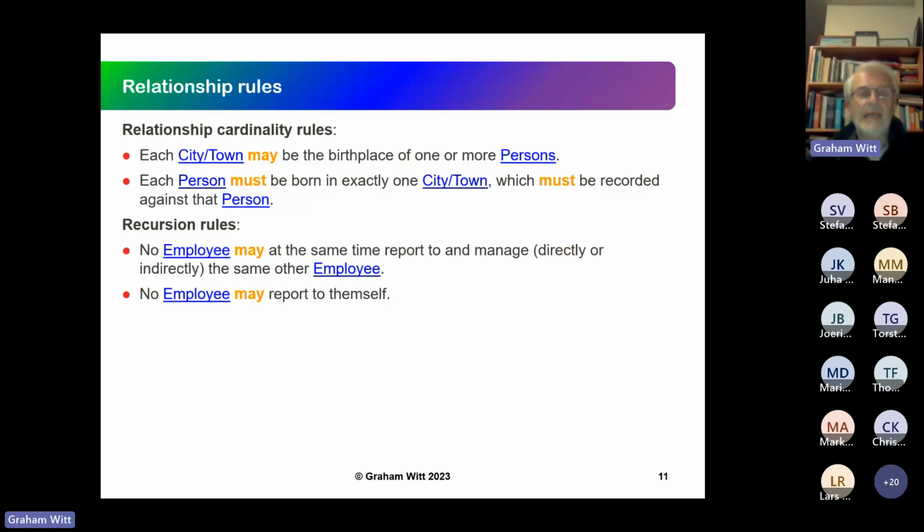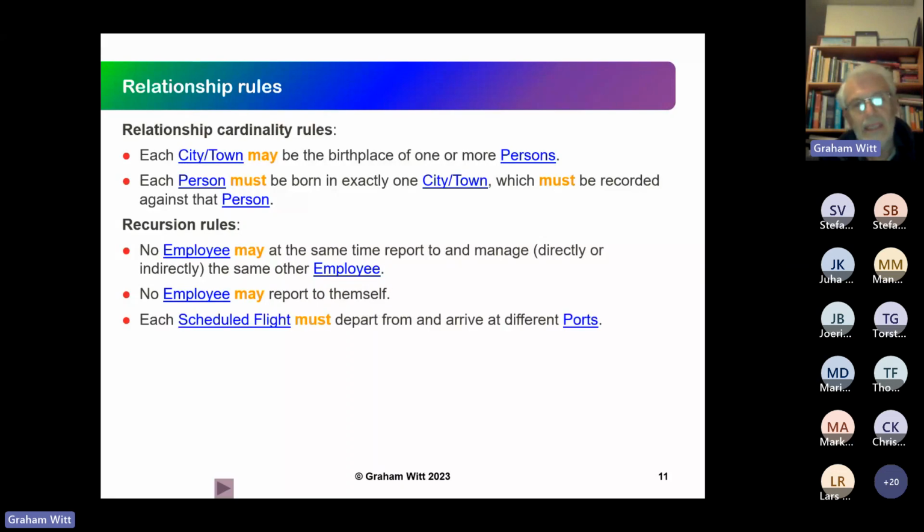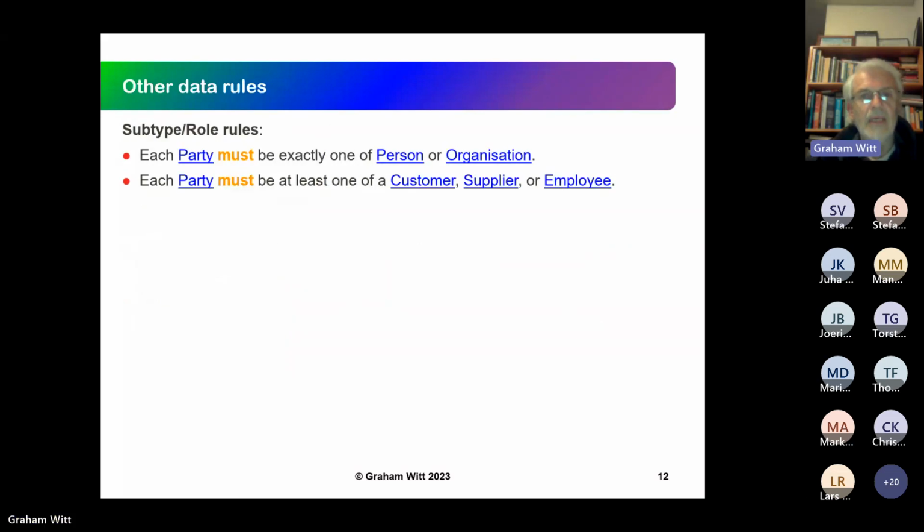Fine, okay. Recursion rules are rules relating to recursive relationships. Can you report to, or manage, the person who reports to you, or can you report to yourself, and so on? And then, of course, related to recursion rules is this idea that the departure and arrival ports must be different. So that's actually related to recursion, but isn't obvious.